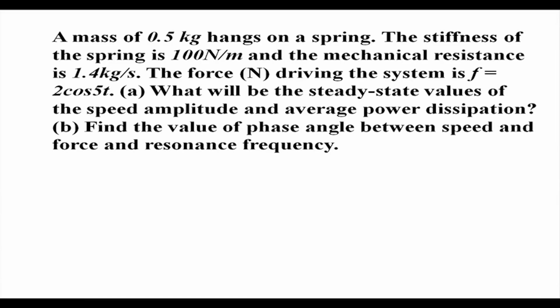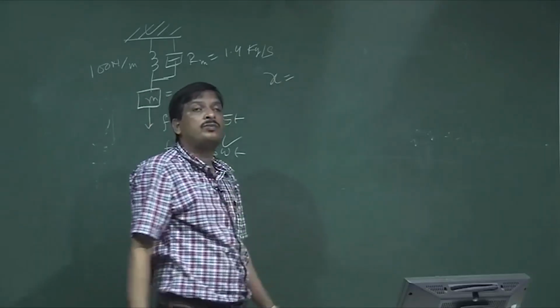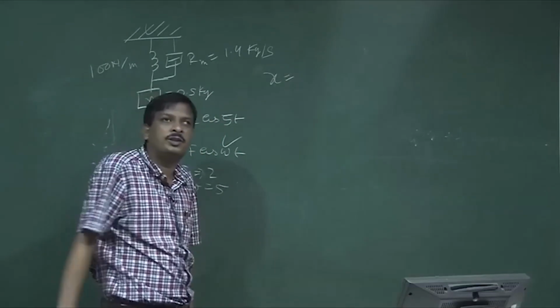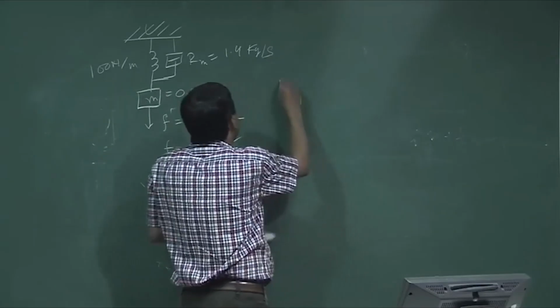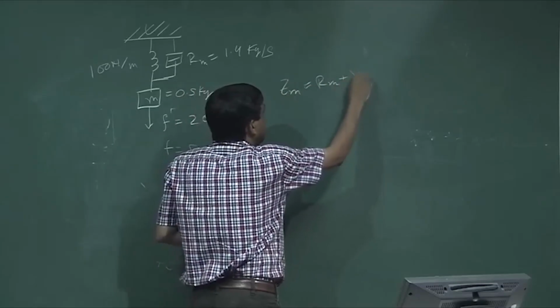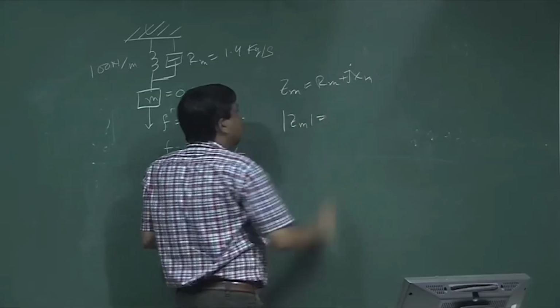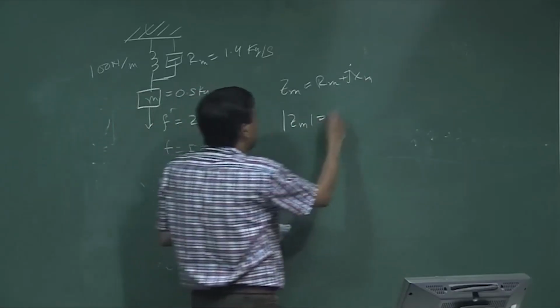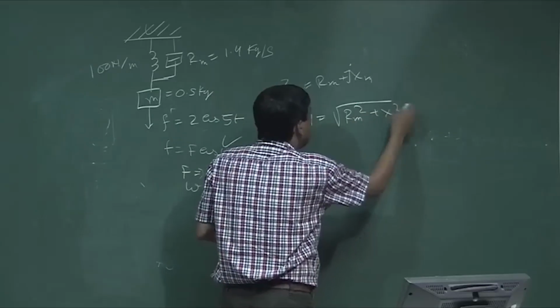What is the speed amplitude? The expression of the speed amplitude x, we have derived all the expressions, you can know that expression. First, you have to find out Zm. Zm is Rm plus jXm. So what is mod Zm? Mod Zm is the root of Rm squared plus Xm squared.